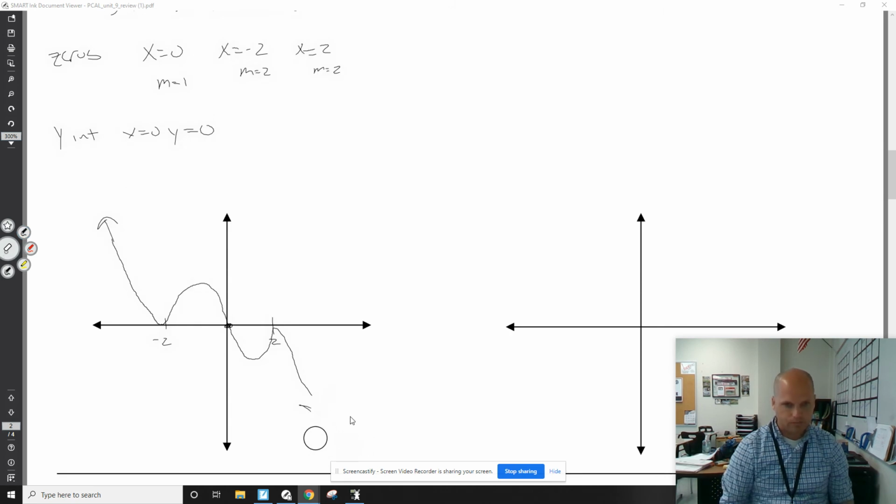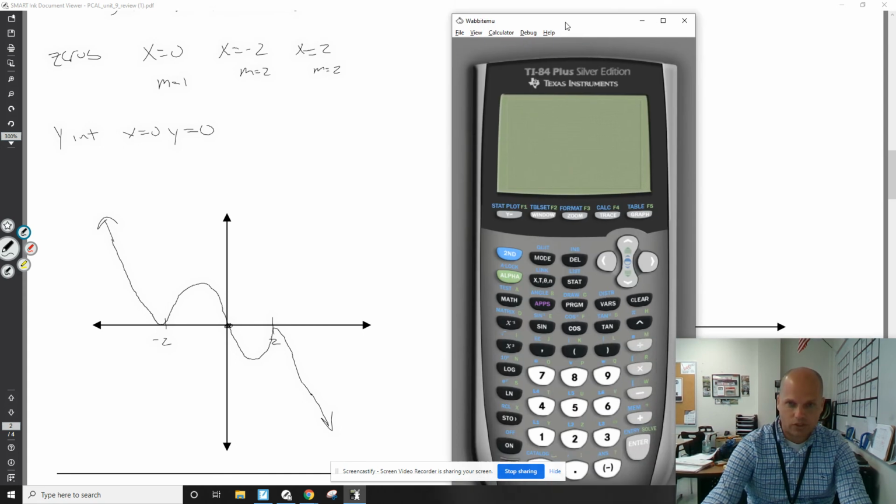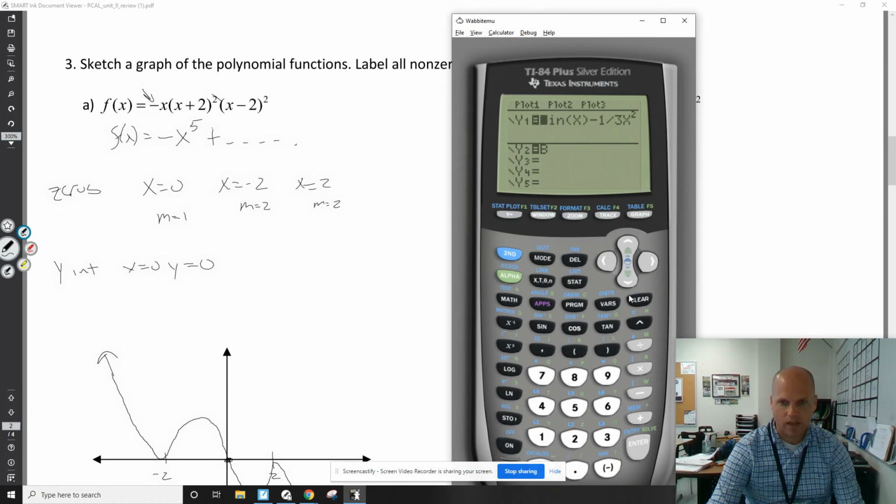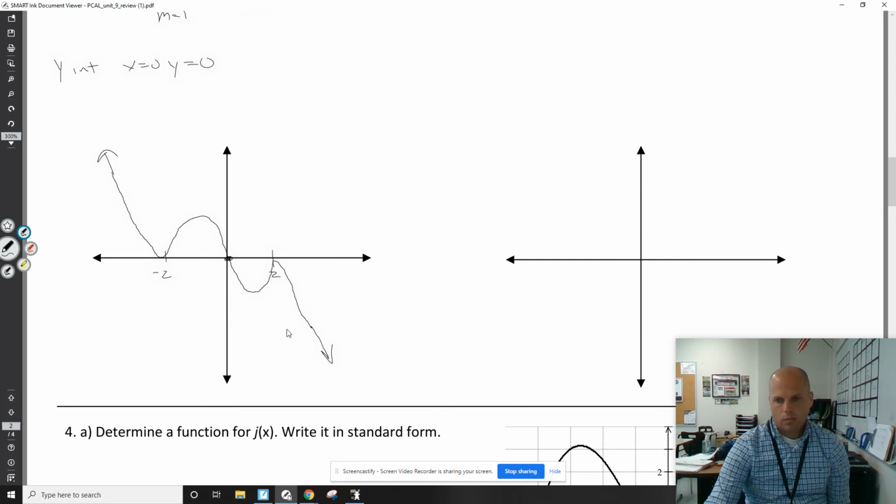Now, for the review, you won't be able to do this on the test unless you cheat. You can graph to check this. For the actual test, you just have to have confidence in your analysis of your function. So let's see, is my shape going to be exactly what I expect it to be? Bounce, pass through, bounce, boom. Okay, perfect.